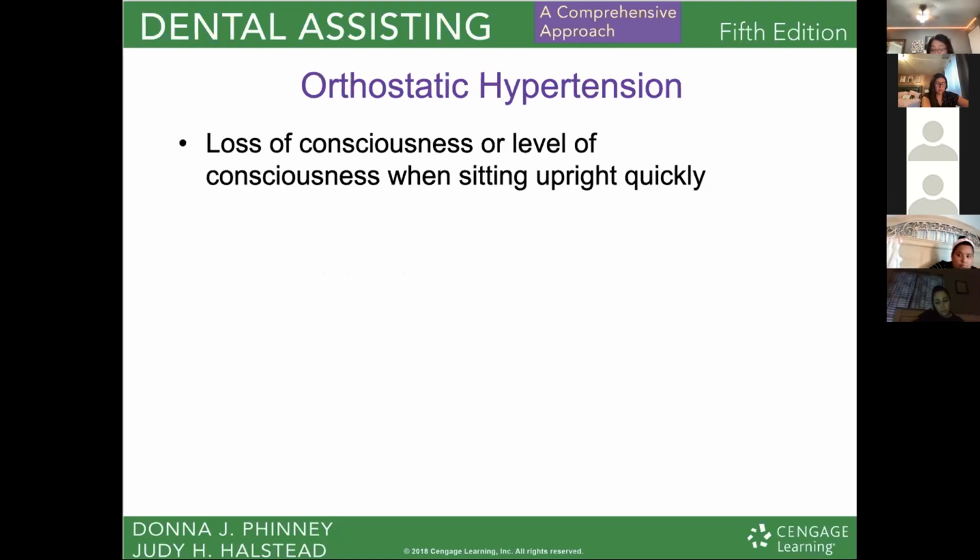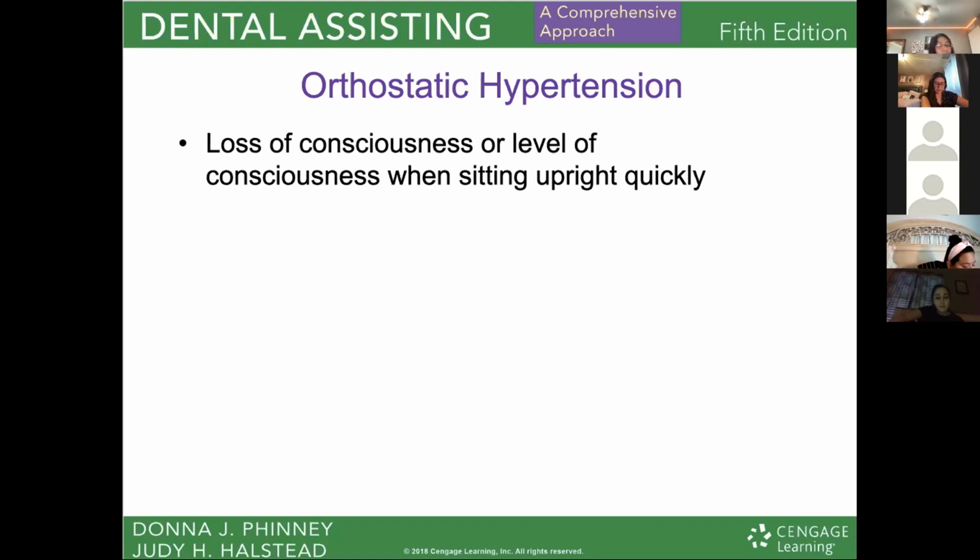Okay, orthostatic hypertension is a loss of consciousness or lowered levels of consciousness when sitting upright quickly. So if any of you have ever crouched down for long periods of time and then suddenly stood up, how many of you became dizzy? Or has anybody seen that? Yeah, or felt that. So that is what is called orthostatic hypertension.